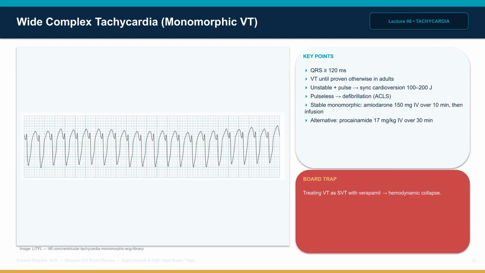ITE buzzword: the PROCAMIO trial favored procainamide over amiodarone for stable monomorphic VT, with fewer major adverse cardiac events. Stop the infusion if QRS widens by more than 50%, the QT prolongs, or hypotension develops.